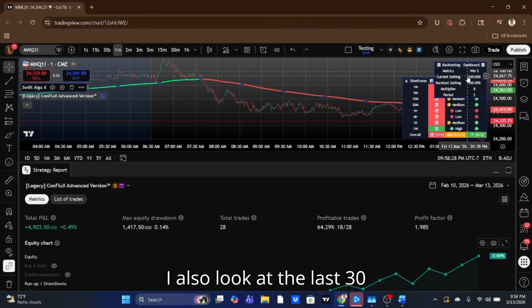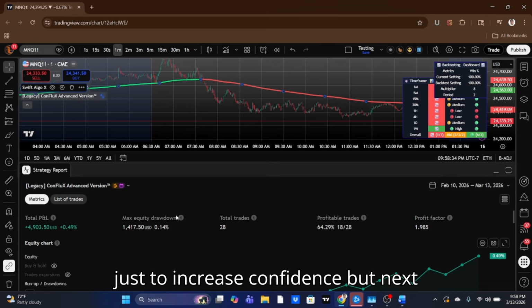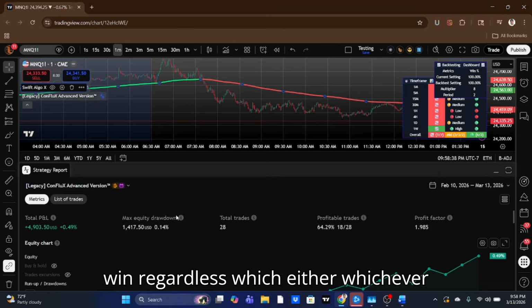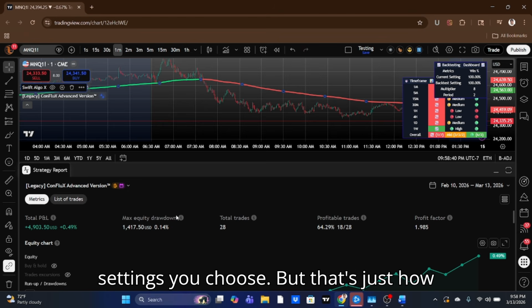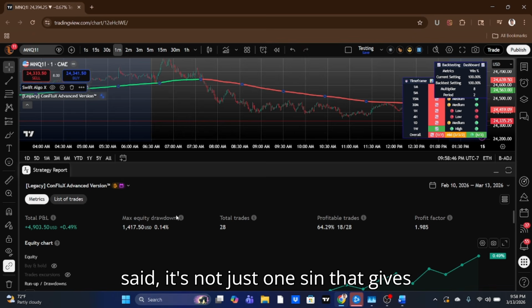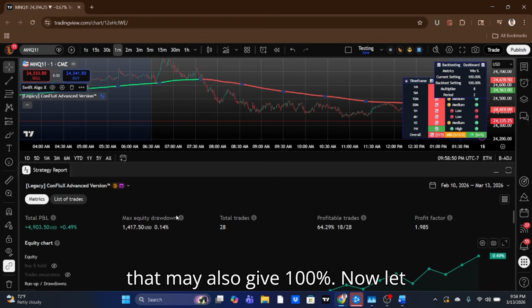So I look at the backtest setting and I also look at the last 30 days for me to make my decision, just to increase confidence. But next trade can still lose or it can still win, regardless whichever settings you choose. But that's just how I personally choose my settings. Like I said, it's not just one setting that gives 100%. It can be other settings that may also give 100%.